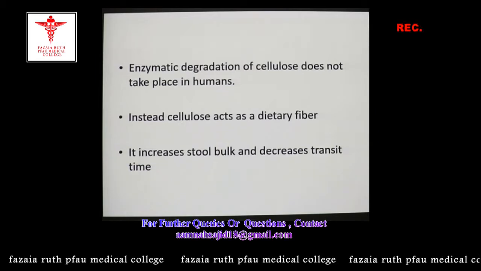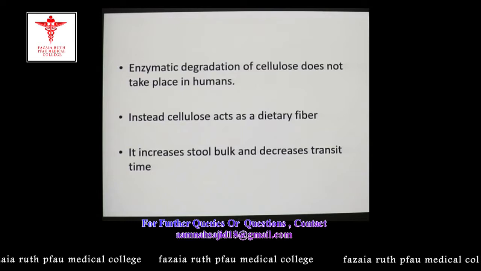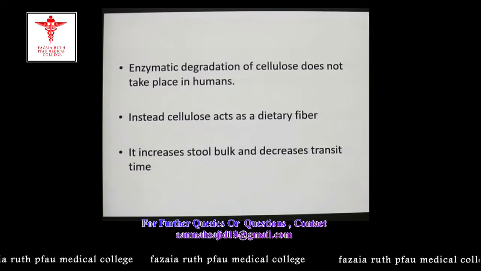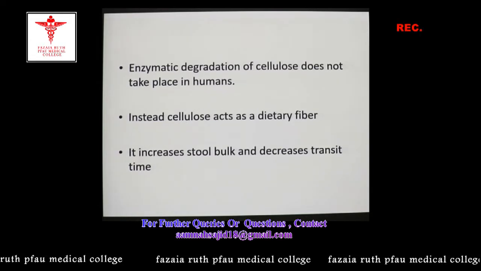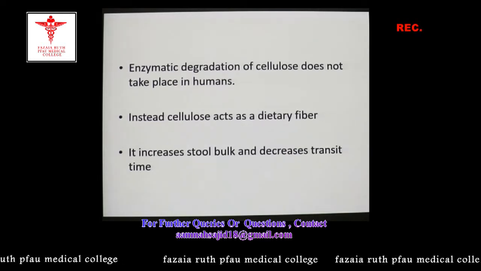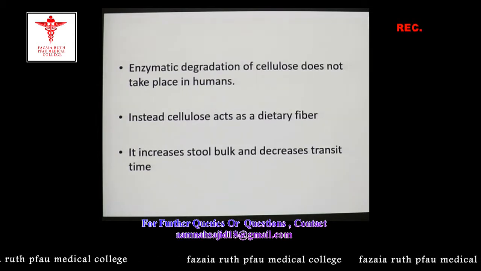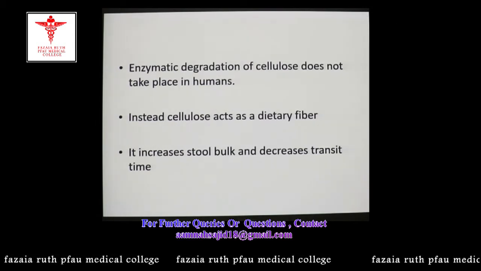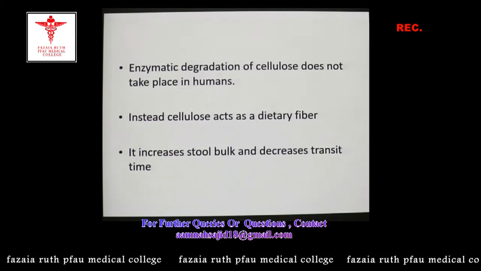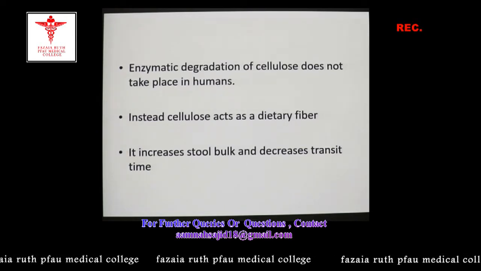Now, the enzymatic machinery which is required for degradation of cellulose is not present in the digestive tract of humans. So, any dietary cellulose that we are consuming cannot be hydrolyzed in our digestive tract. Instead, cellulose remains in the digestive tract as such, and it absorbs water, as a result of which the bulk of stool increases and the time it takes the food to move through the digestive tract is decreased. So dietary cellulose in case of humans is not being degraded. Instead, it is acting as a dietary fiber, which is an important component of balanced diet.